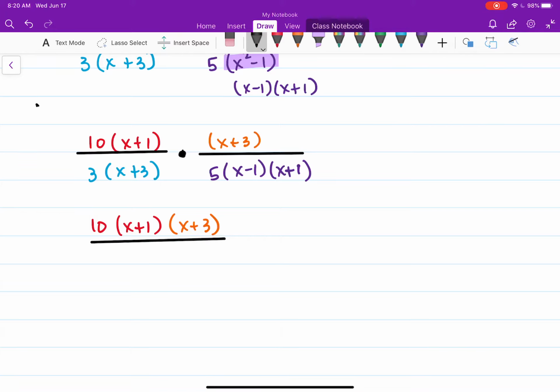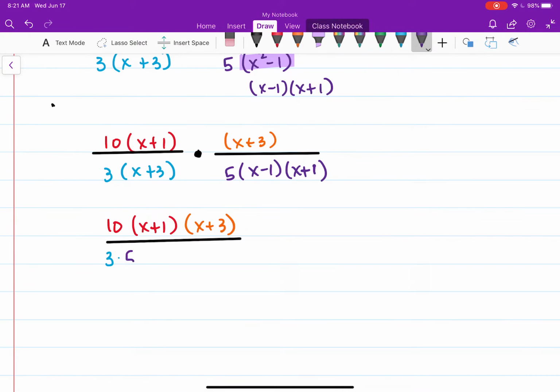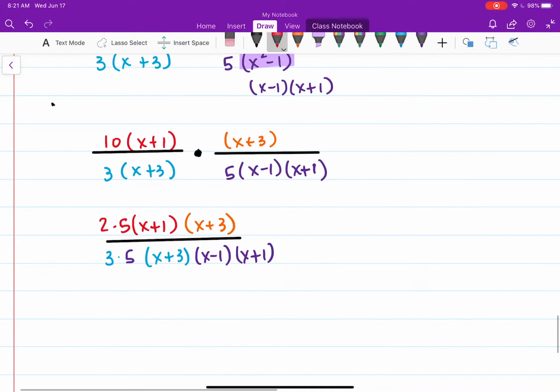And then the bottom, I have 3 times 5 times x plus 3 times the x minus 1 times the x plus 1. And notice how I put all the numbers in front. And while I'm at it, what I should do with the 10 is actually break that down, because 10 will break down to 2 times 5, right? And then the 3 and the 5 on the bottom is already there, so that's why I just wrote it out that way. I leave it alone, okay?